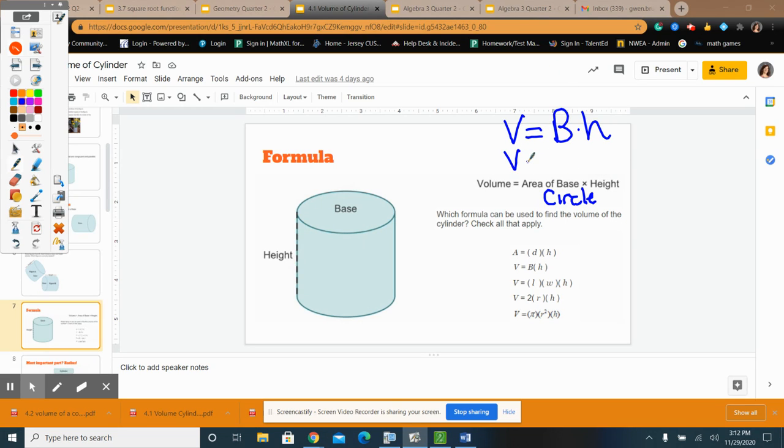And the formula is going to be area of the circle. If you remember, Fuzzy Wuzzy was a bear. Area is pi r squared. So it's going to be pi r squared times the h. Pi r squared is the big B, and then the h is the height. So we're always going to need radius, and you're going to definitely want to write this in your notes.